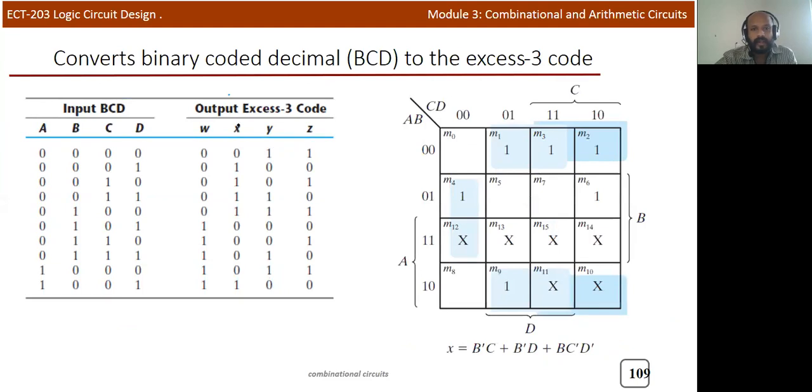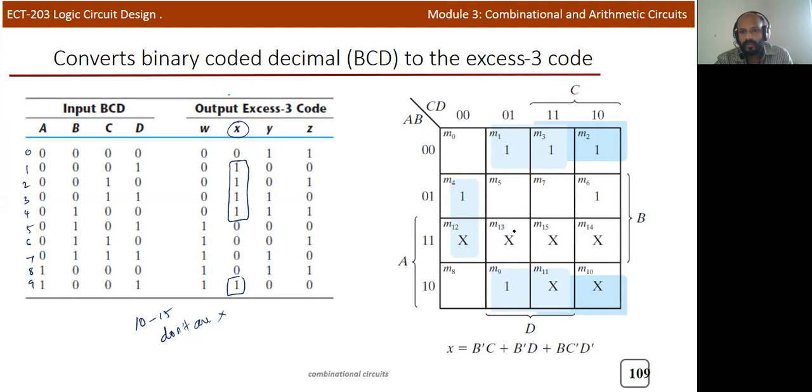Now we can design X, and in this case X you will get 1, 0, 1, 2, 3, 4, 5, 6, 7, 8, and 9. You can see that from 1 to 4 it's 1, and 9 also. So 1, 2, 3, 4, and 9. And the remaining 10 to 15 are don't care, so the don't care condition is indicated as X.